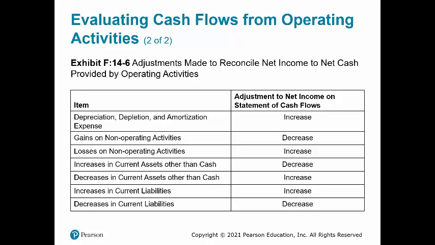Losses are added back. When current assets increase, we treat that as a use of cash and we subtract it from net income. When current assets decrease, we treat that as a source of cash and we add it to net income. When current liabilities increase, we treat that as a source of cash and we add the increase to net income. When current liabilities decrease, we treat it as a use of cash and we subtract the decrease from net income.